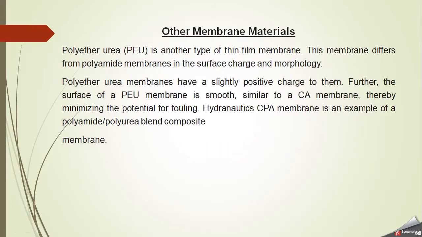Besides these, other membrane materials are available. For example, polyether is another type of thin film membrane. This membrane differs from polyamide membrane in the surface charge and morphology. Polyether membrane has a slightly positive charge to them. Further, the surface of PU membrane is smooth, similar to CA membrane, thereby minimizing the potential for fouling.